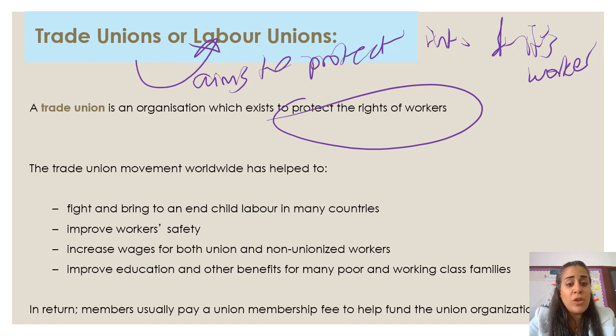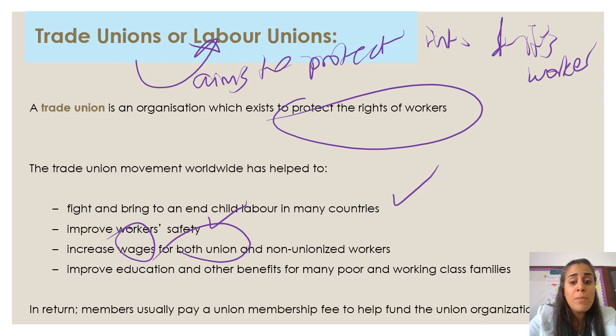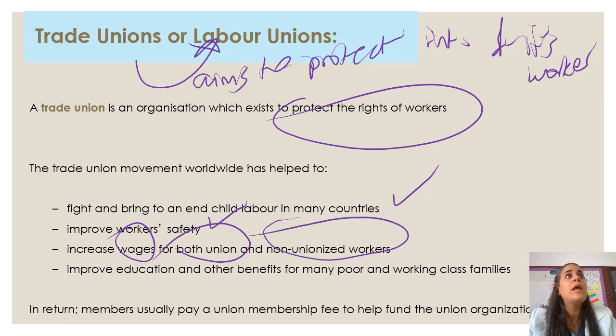All right? The trade union movement worldwide, what did it achieve? It helped in fighting and bringing an end to child labor in many countries, improving the workers' safety in the job itself, also increasing the wages of both union members and non-unionized workers. Because for instance, if there was a new rule that there would be a 10% increase for the workers, it's not fair to only give the members of the trade union this increase. And finally, it improved education and other benefits for many poor and working class families.